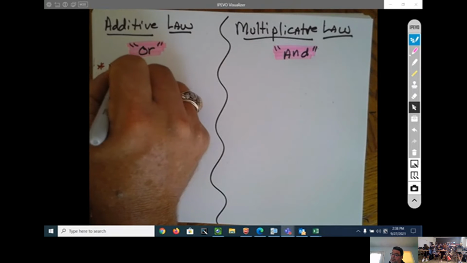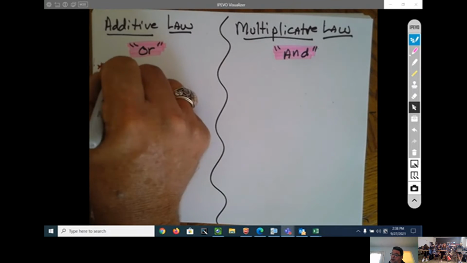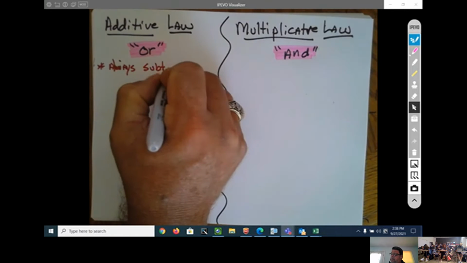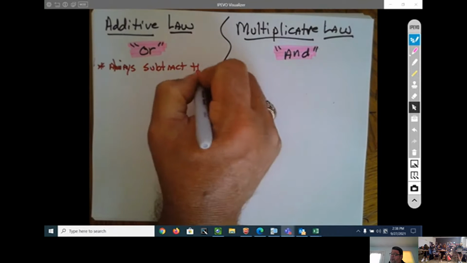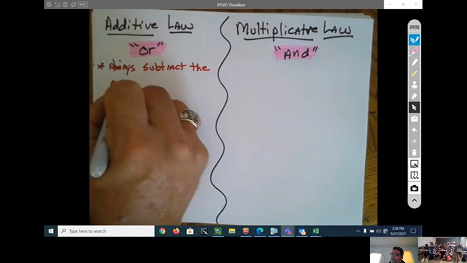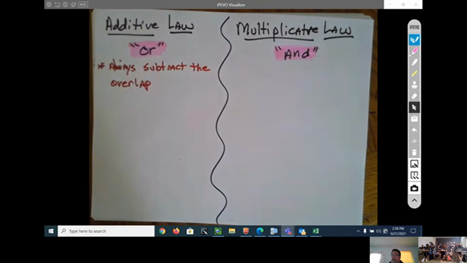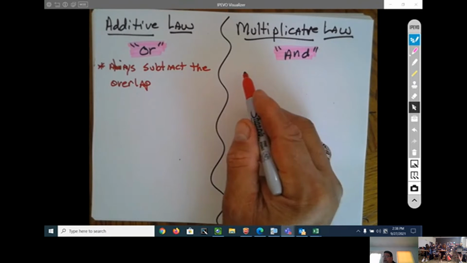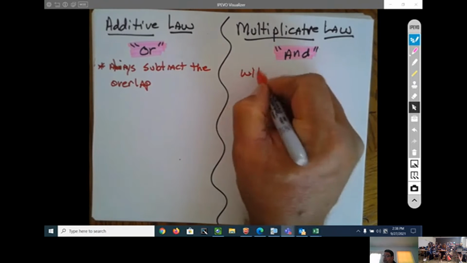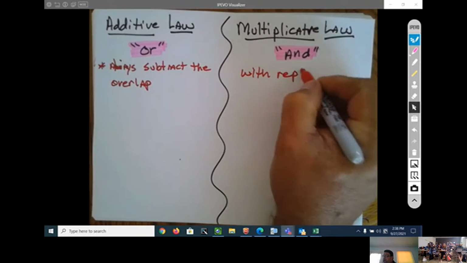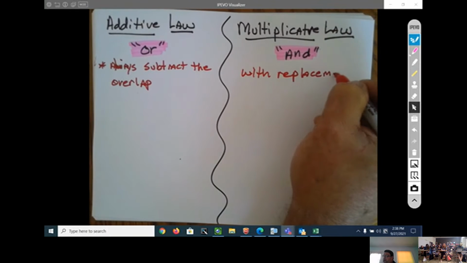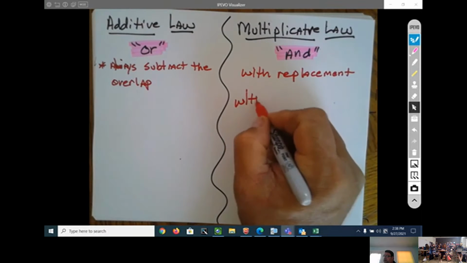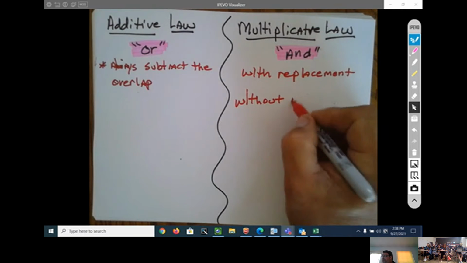always subtract the overlap. With the multiplicative law, the only thing you have to worry about is whether it's with replacement or without replacement.